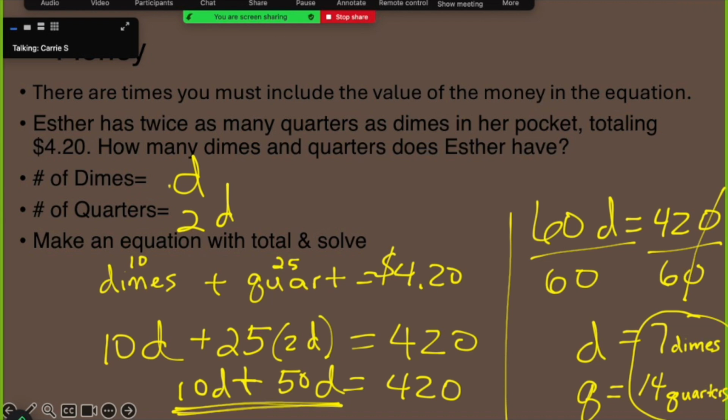All right. Now, one other thing they need to check. Do 7 dimes and 14 quarters actually make $4.25? So if we took 10 times 7 and 25 times 14, would we get 420? Can somebody please check that? The person who checked it verified that it's true.